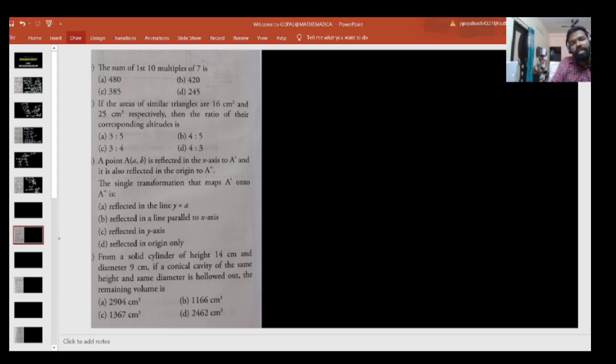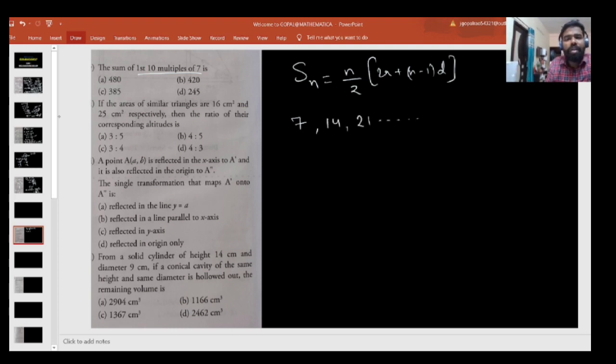The sum of first 10 multiples of 7. Now this question is based on Sn, the sum. So we have the formula n by 2, 2a plus n minus 1 d. The sum of first 10 multiples of 7, so the sequence is 7, 14, 21. These are actually multiples of 7. So here the first term is 7, and the common difference is also 7, and the number of terms is given.